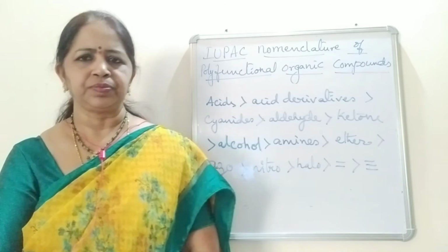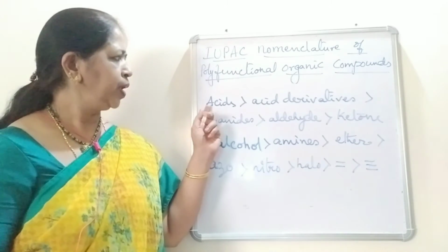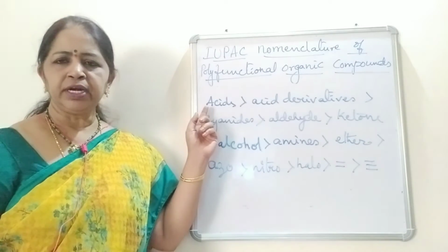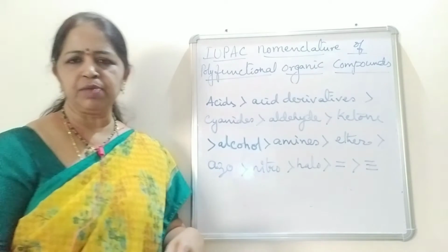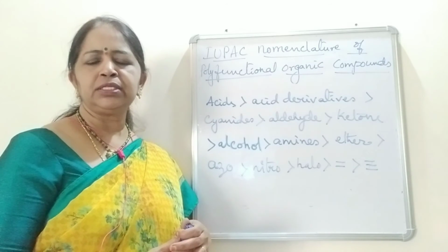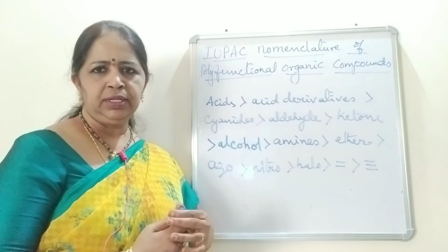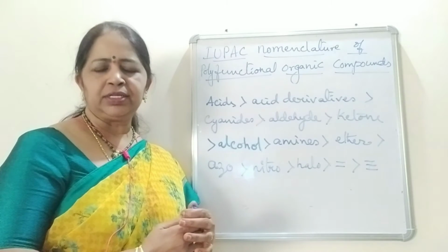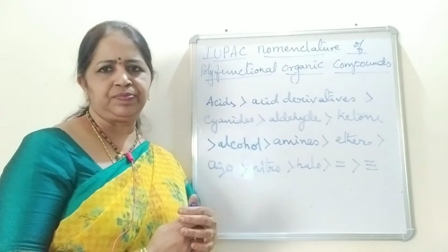This is the order. Always the terminating functional groups get the first priority. What are the terminating functional groups? Terminating functional groups means the groups which are present only at the end of the chain. Mostly these are acids and acid derivatives and aldehydes.